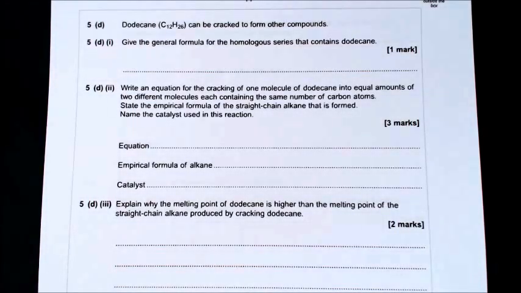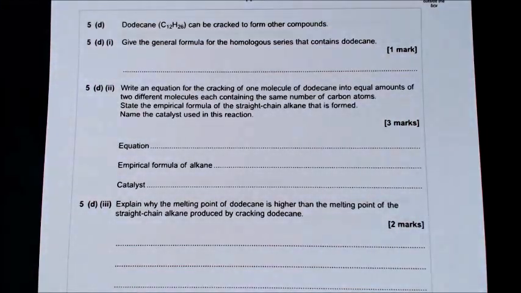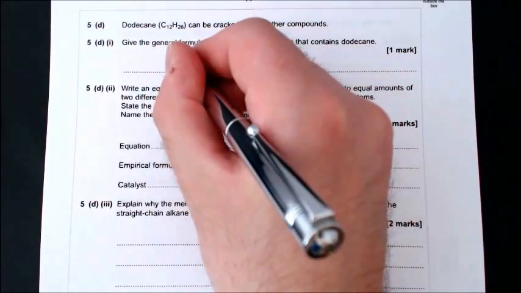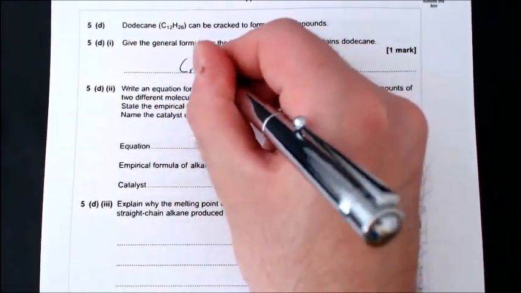Now, the homologous series is the family that this belongs to. Now, this is an alkane, so that's the family it belongs to, and that will have a generic formula that allows us to work out any formula of any alkane. And you really do need to remember this one. This is just CnH2n+2.